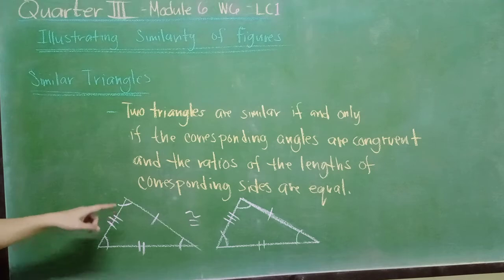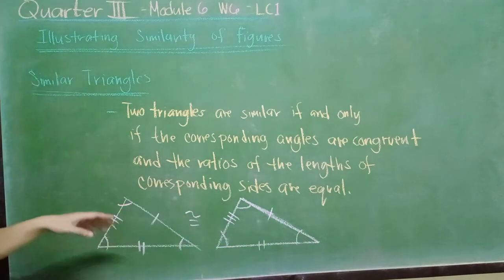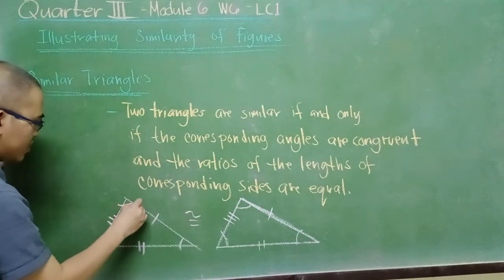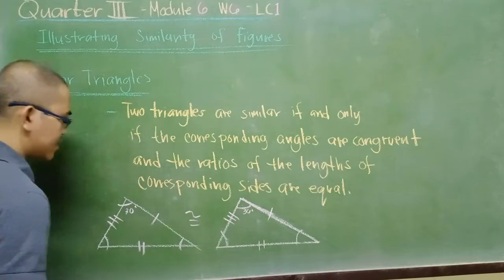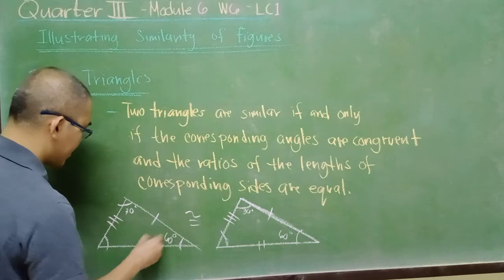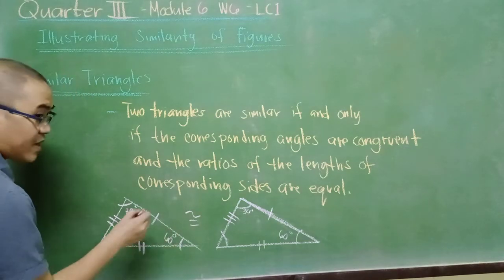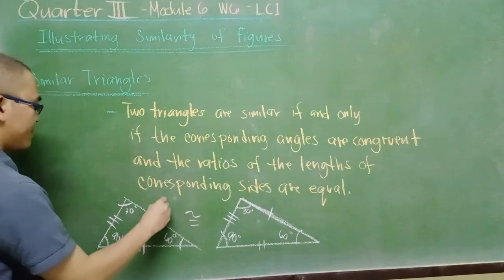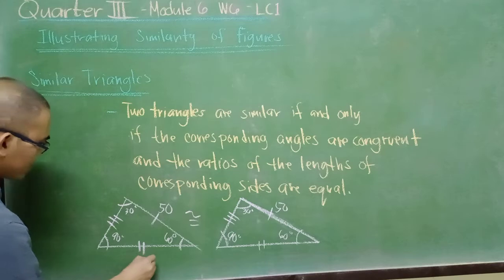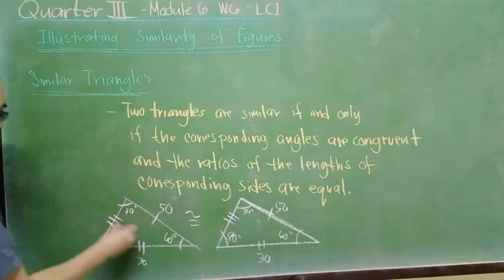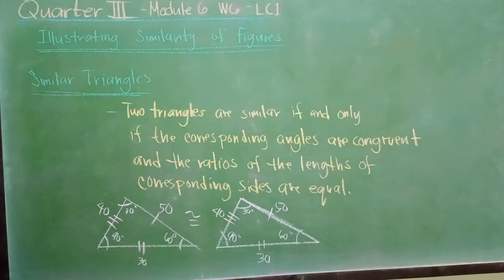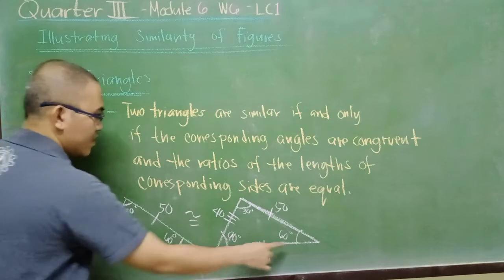Kung makikita ninyo, equal yung mga angles nila. Dapat equal yung mga corresponding angles nila, which means, halimbawa, if this is 30 degrees, sa kabila, 30 degrees din. If this is 60, this is also 60. If this is 90, this is also 90. If this is 50, this is also 50. If this is 30, this is also 30. And this is 40, this is also 40. So makikita ninyo yung mga corresponding angles natin, equal sila.